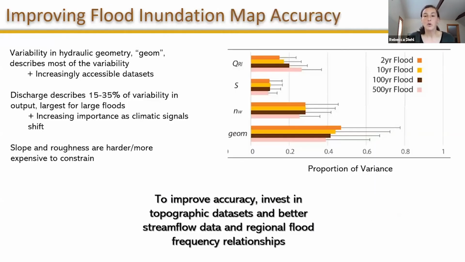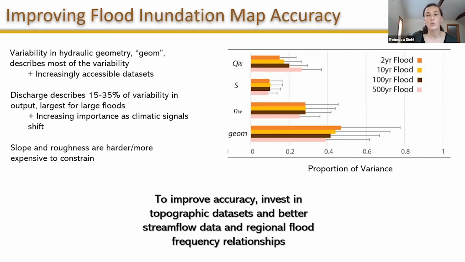Finally, we wanted to explore the variability in output to identify where there might be opportunities to improve upon the accuracy of these maps by reducing uncertainty. What we're looking at here on this x-axis is the proportion of the variance explained by the different variables that we used in the HAND model, where this geom is the hydraulic geometry, or again, what describes that underlying topography under the water surface. This N is a tuning factor within the Manning's equation, and that's the governing equation for this model.